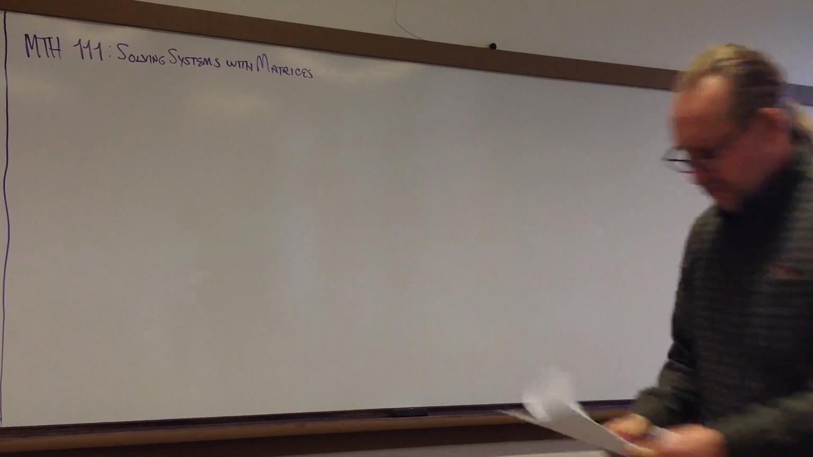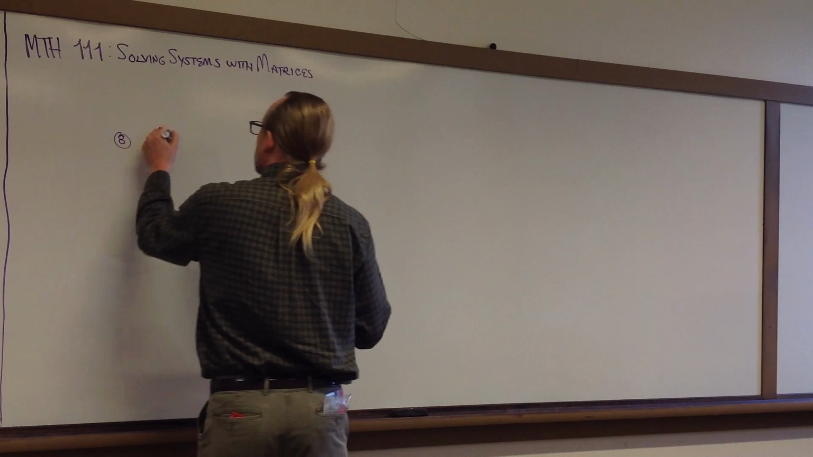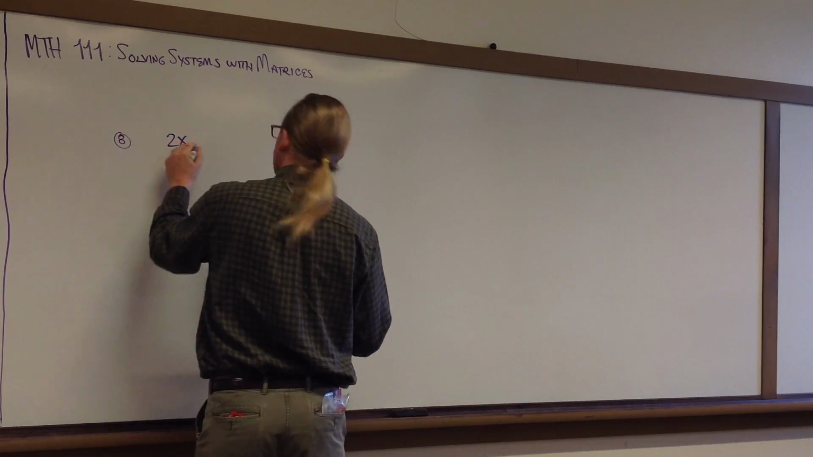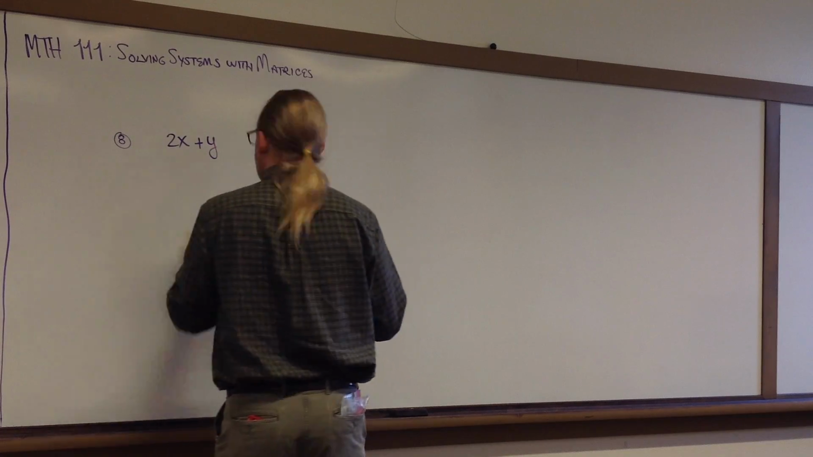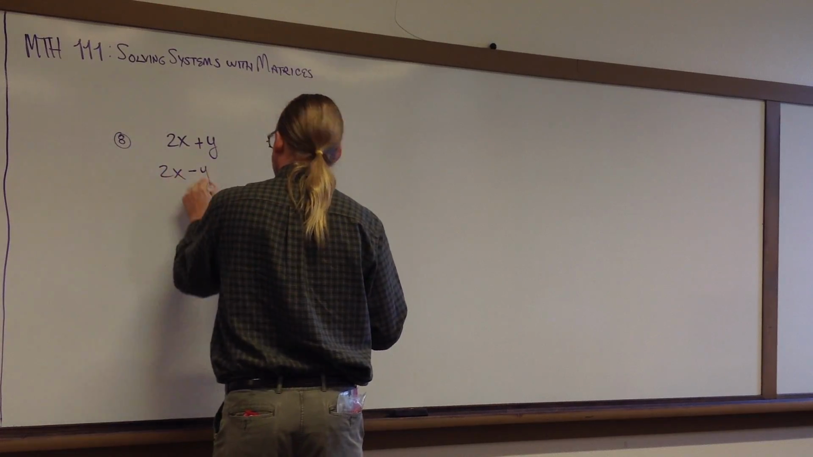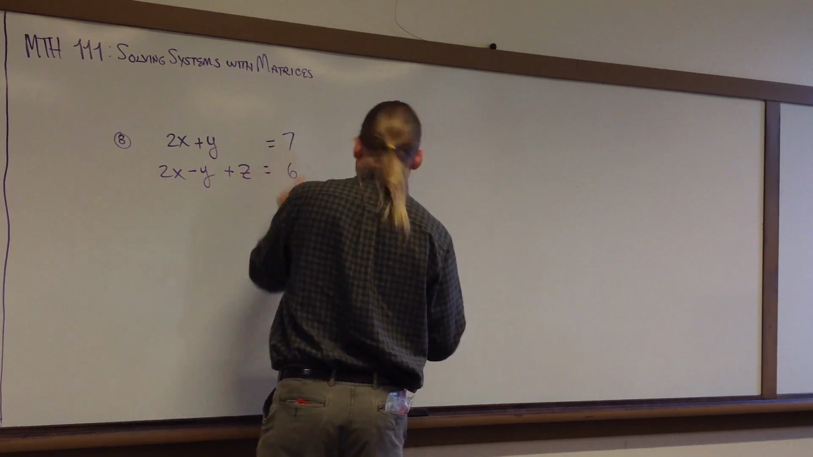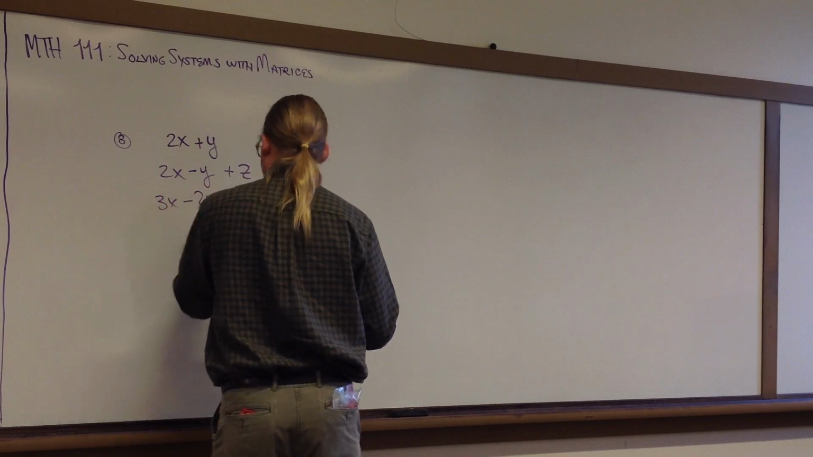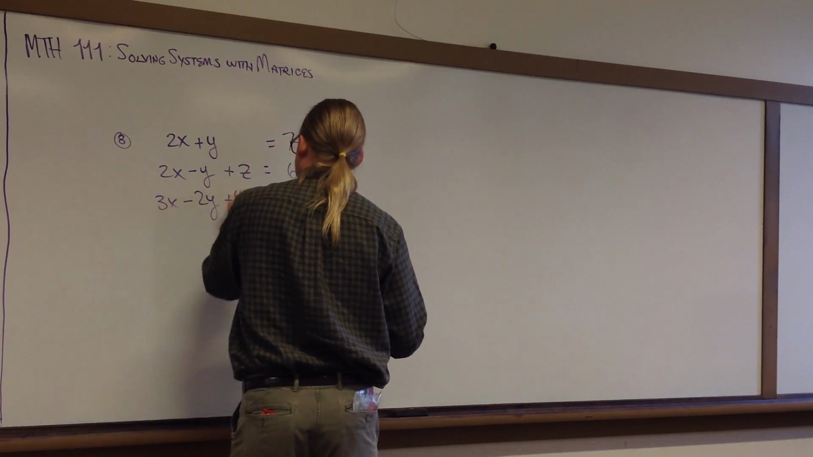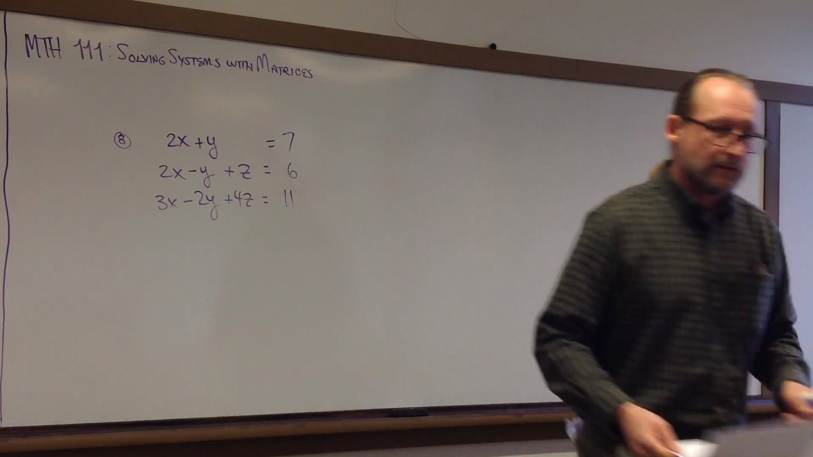Okay, so problem 8: 2x plus y, and I'll leave a gap there for the z, equals 7, and then 2x minus y plus z equals 6, and then 3x minus 2y plus 4z equals 11.